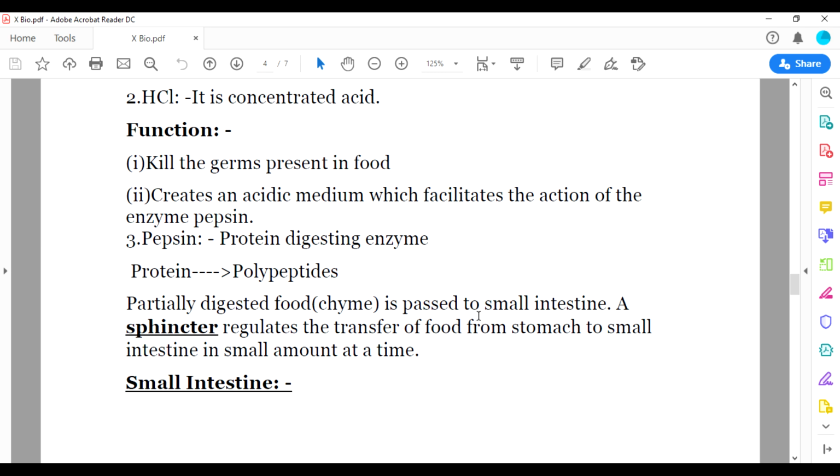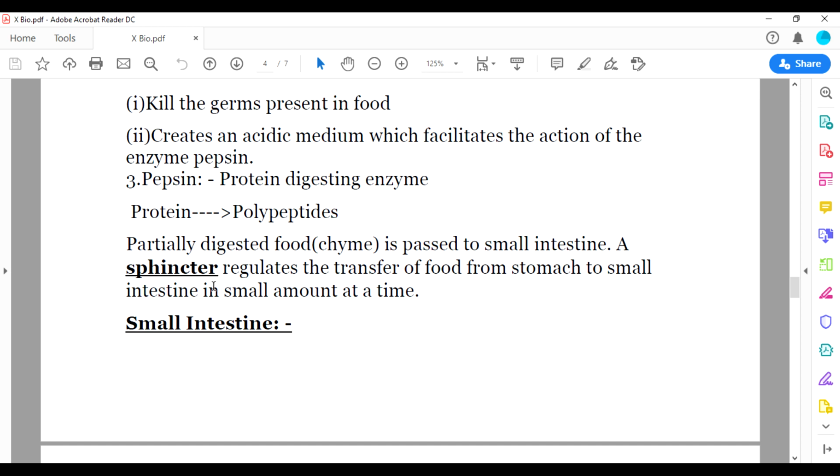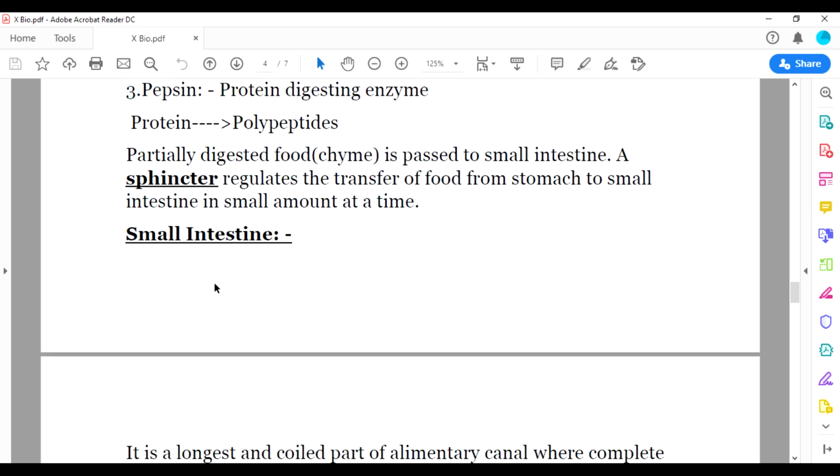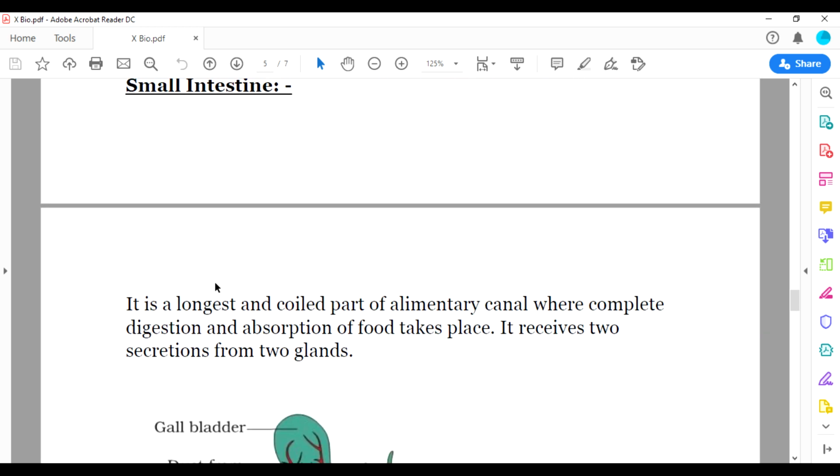This chyme is passed to the small intestine, and this transfer of chyme to the small intestine is regulated by a muscular sphincter that is present at the junction of the small intestine and stomach. Now coming to the small intestine. It is the longest and coiled part of the alimentary canal, which is responsible for complete digestion and absorption of food.